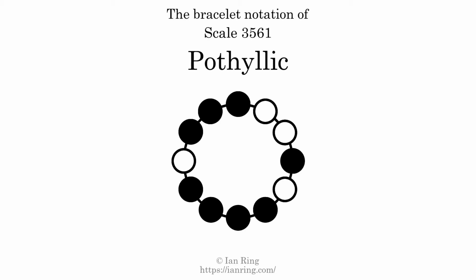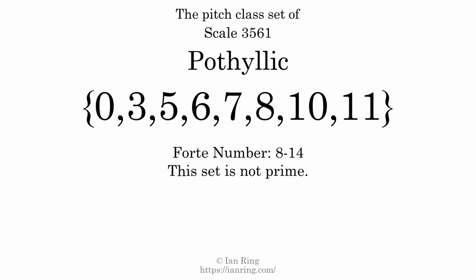This is a bracelet notation diagram of scale 3561. The shaded circles represent tones that appear in the scale, and they are read clockwise, starting at the top. The pitch class set for this scale is 0, 3, 5, 6, 7, 8, 10, 11. The Forte class is 8-14. This set is not prime.